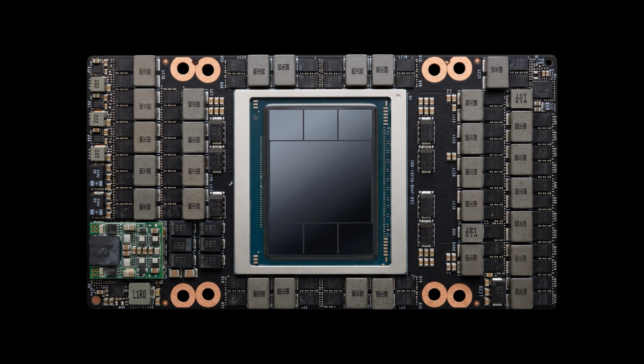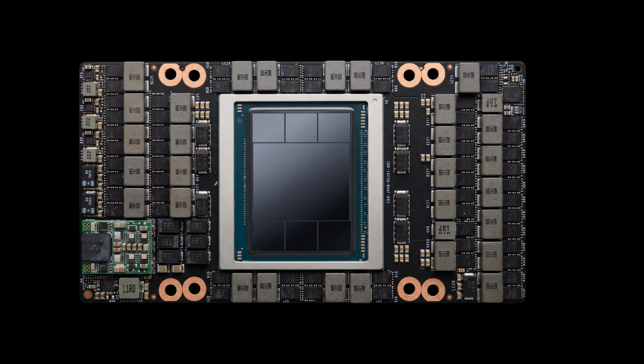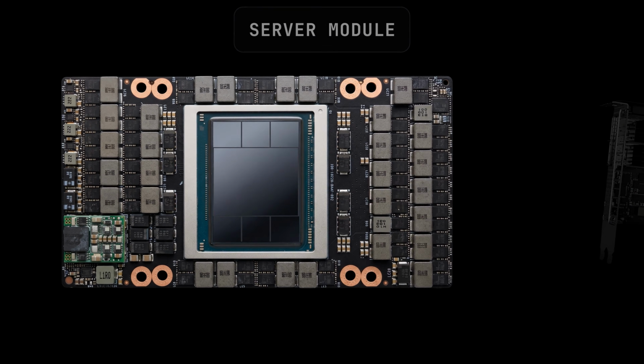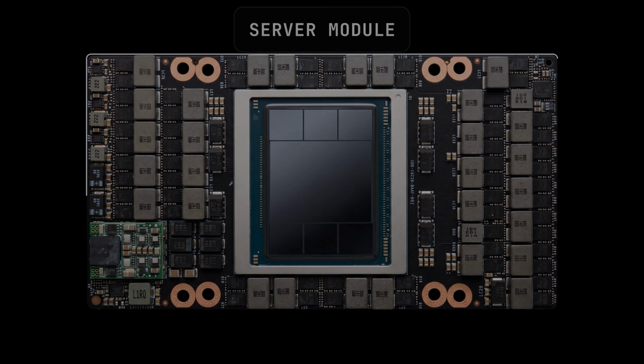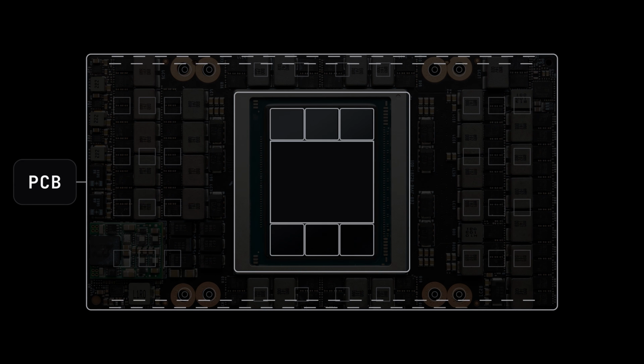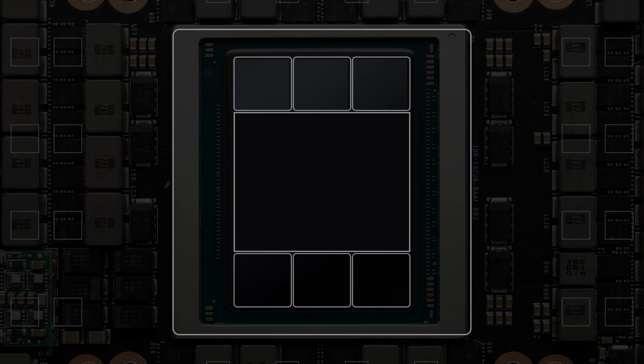But now let's open up this card and see how it works. By the way, the H100 ships in 2 forms. Here I'm describing the server module, which is the faster of 2. At the center of the card is the printed circuit board, or PCB, with all of the components mounted on it. The first component we look at is the graphics processing unit, or GPU.